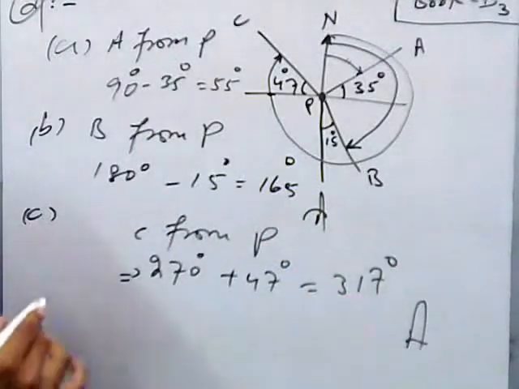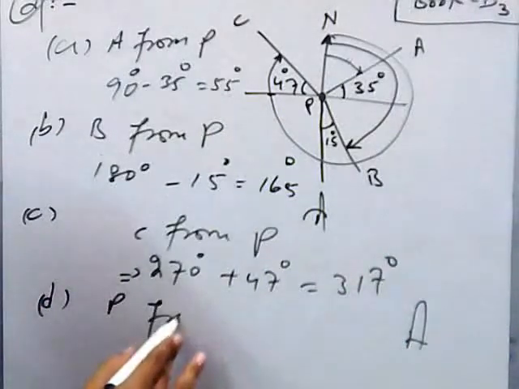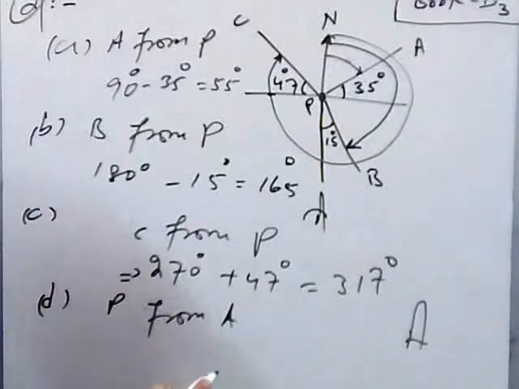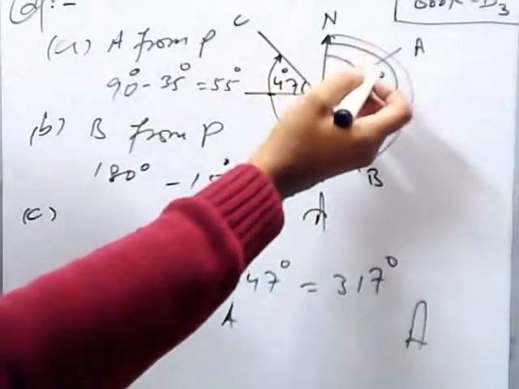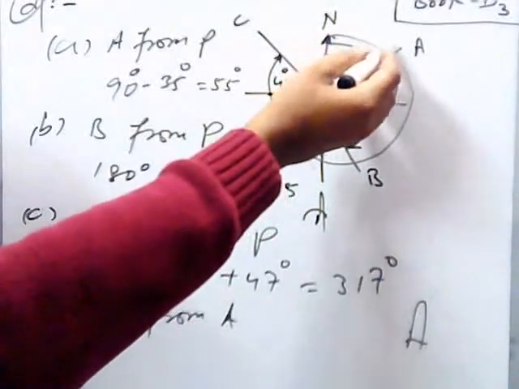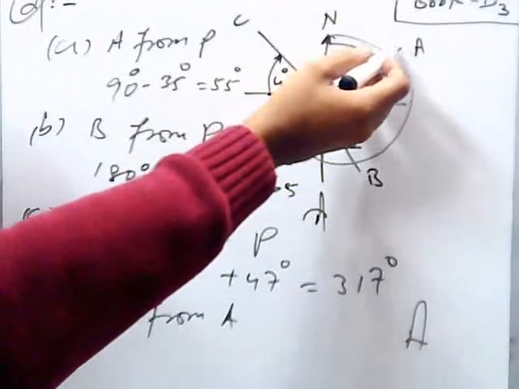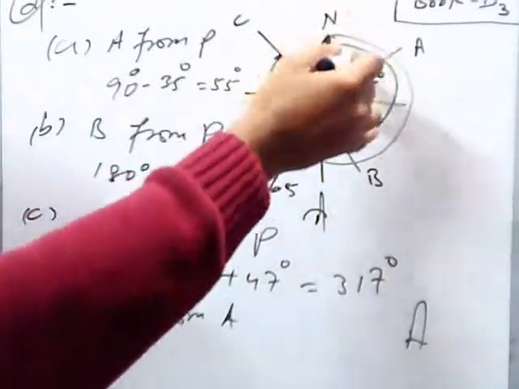Similarly, if I go P from A, it means from A, I have to start at A up to this, so it is a wrong method. We cannot start from A or go anti-clockwise, because we have to turn in clockwise direction.